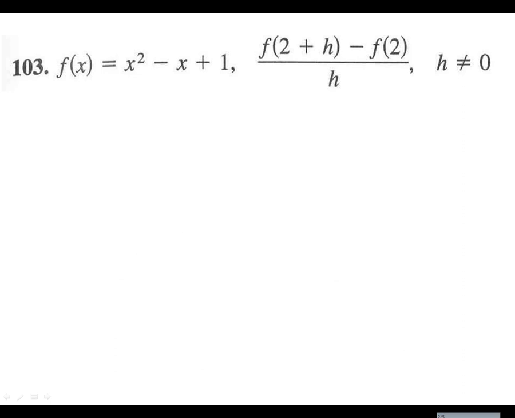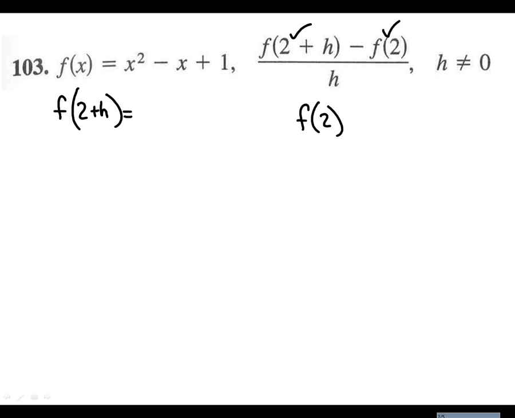Here we go, 103, f of x equals x squared plus x minus x plus 1, and we're going to try to find f of 2 plus h, our first function, and we're going to also try to find f of 2, our second function. So my recommendation is to find these separately and then put them back in.